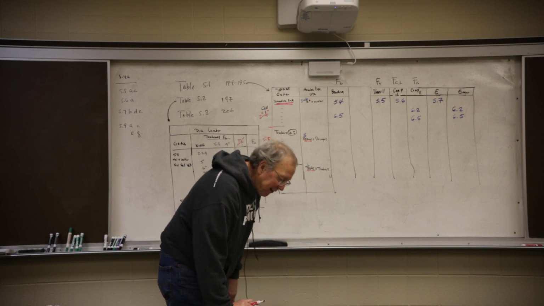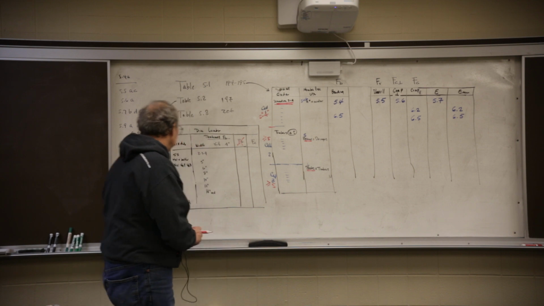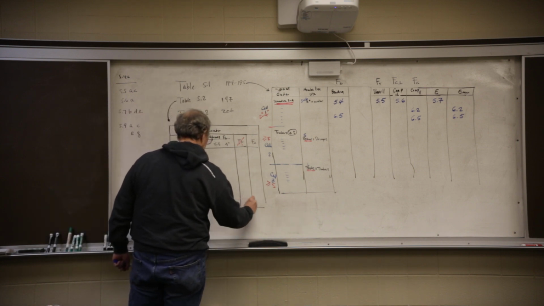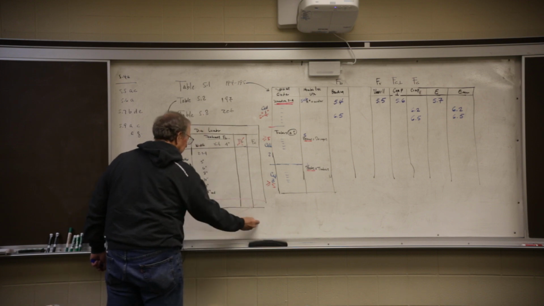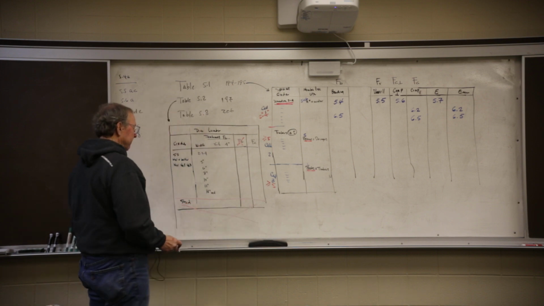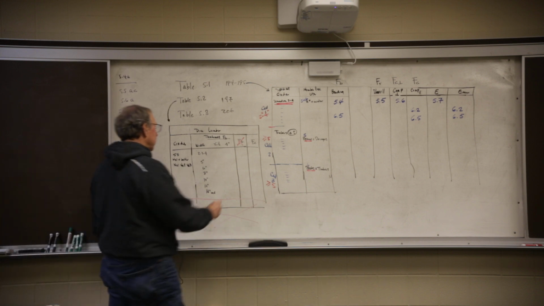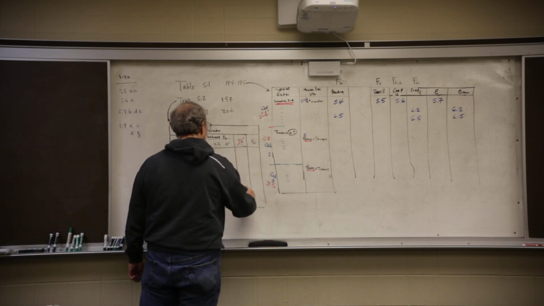I want you to draw a line just above stud. Draw a line just above stud. And get rid of everything below it. Everything. Everything below it's gone. So now you got a table that's a little bit smaller, a little bit easier to use.